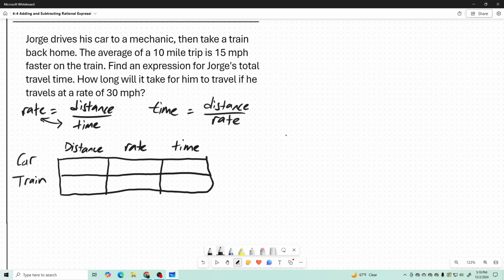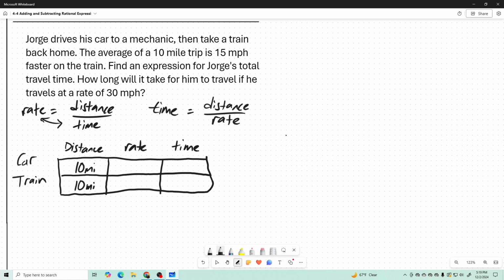All right, so now let's look at what we have. It says the average of the 10-mile trip is 15 miles per hour faster on the train. He's driving the car to the mechanic and then taking the train back home, so he's driving from home to the mechanic and then back home, right? So the distance is the same for both. It's a 10-mile trip regardless. So 10 miles for each.